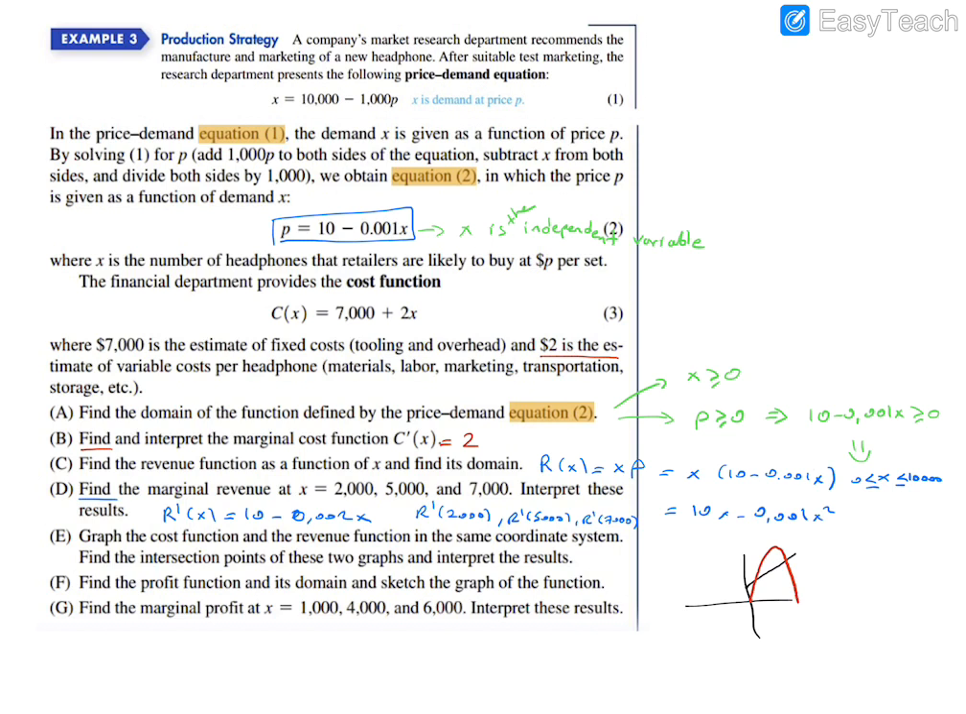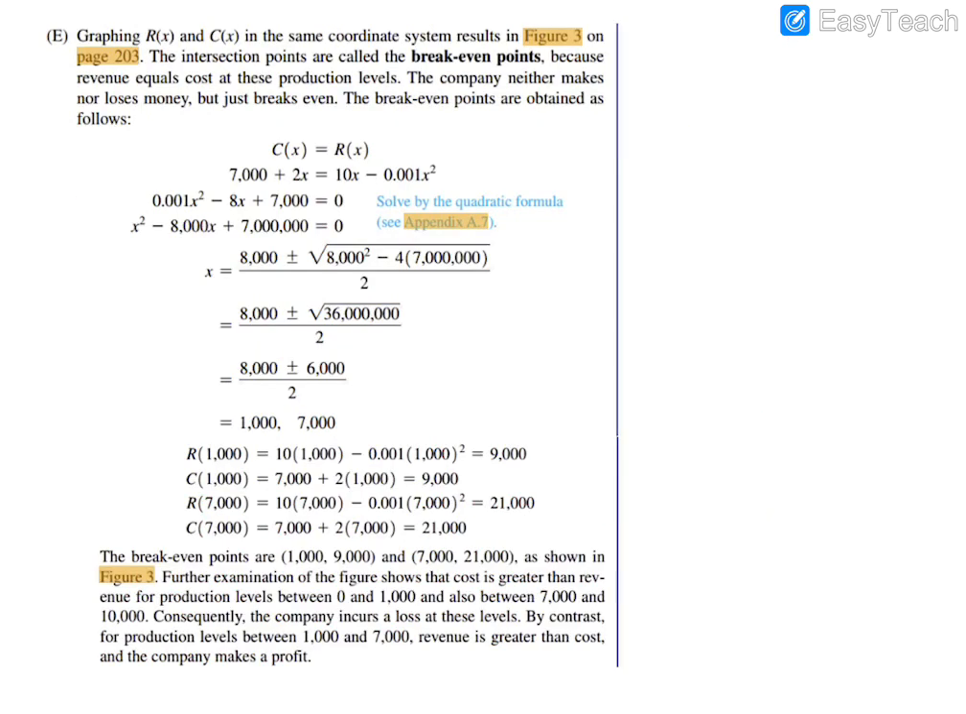So on these two graphs, we discussed some things. Actually, we should find the intersection points. I will show you the solution. So let's look at part E, to find the intersection point. Actually, what is this point? When the revenue and the cost intersect at some point, this point is the break-even point. Okay, it is called the break-even point.